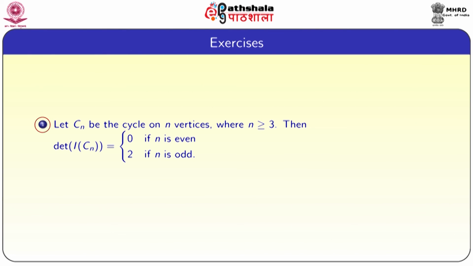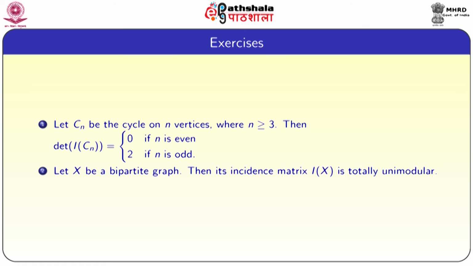Now, we will see a few exercises. We are not giving the proofs for these, but they are easy to show. Let Cn be a cycle on n vertices where n is greater than or equal to 3. Then the determinant of the incident matrix of Cn is equal to 0 if n is even, and 2 if n is odd. Another important result: let x be a bipartite graph, then the incident matrix I of x is totally unimodular.